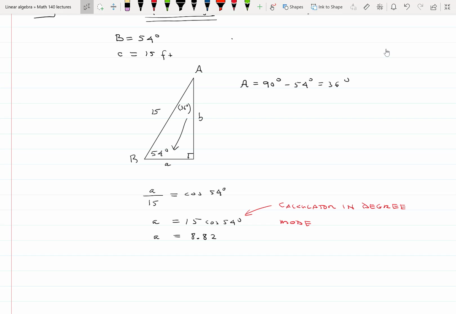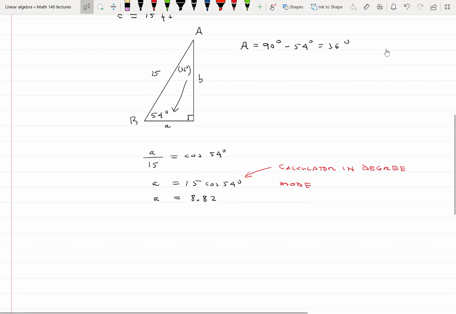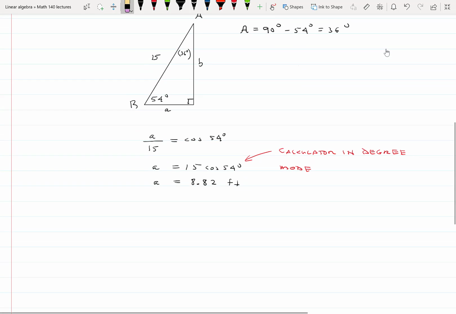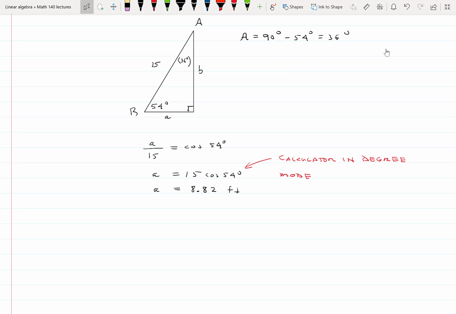Well, I don't want you to obsess over that. On your homework or on your exams, I'll try to be real careful about being specific about how many decimal places I want. If I'm not, for any reason, you can shoot me an email saying, how many decimal places do you want, or you can give maybe 1 or 2 decimal places, and that'll be fine. So I just rounded to 2 decimal places, pretty much arbitrarily. So A is about 8.82 feet. I think I said C was in feet.